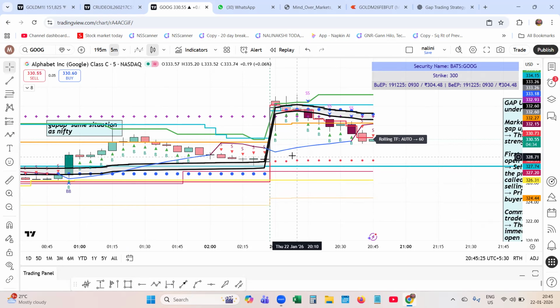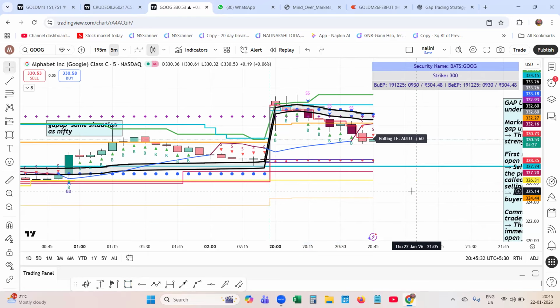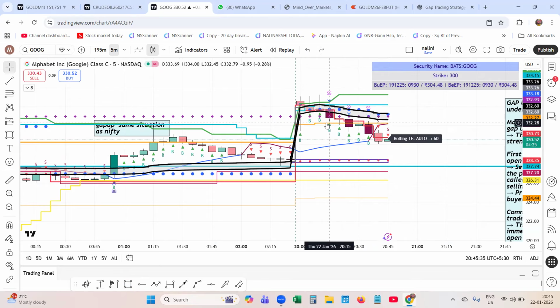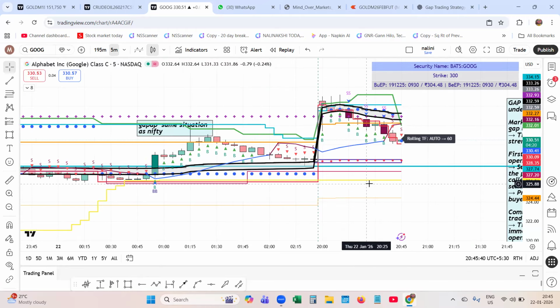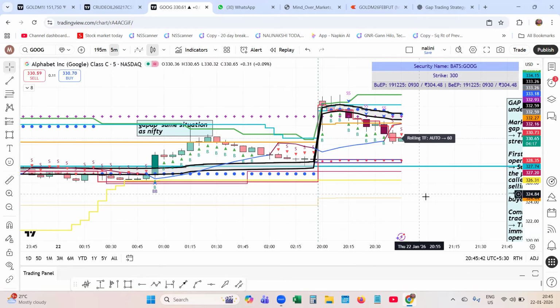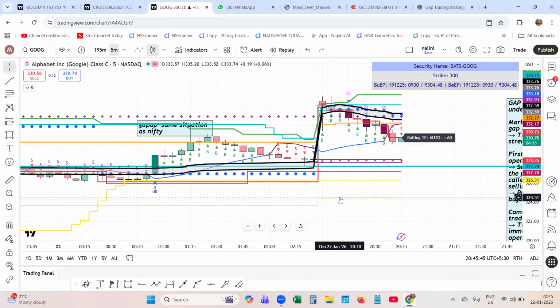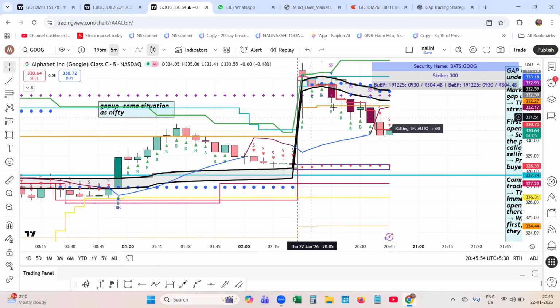Let me mark the point of control of the monthly in the Google. And this is the value area high of the weekly, and this is the value area low, and the options value area low of the weekly. This is the range, and the option zone low. The price is coming down, same situation, same presentation, same type of price action.